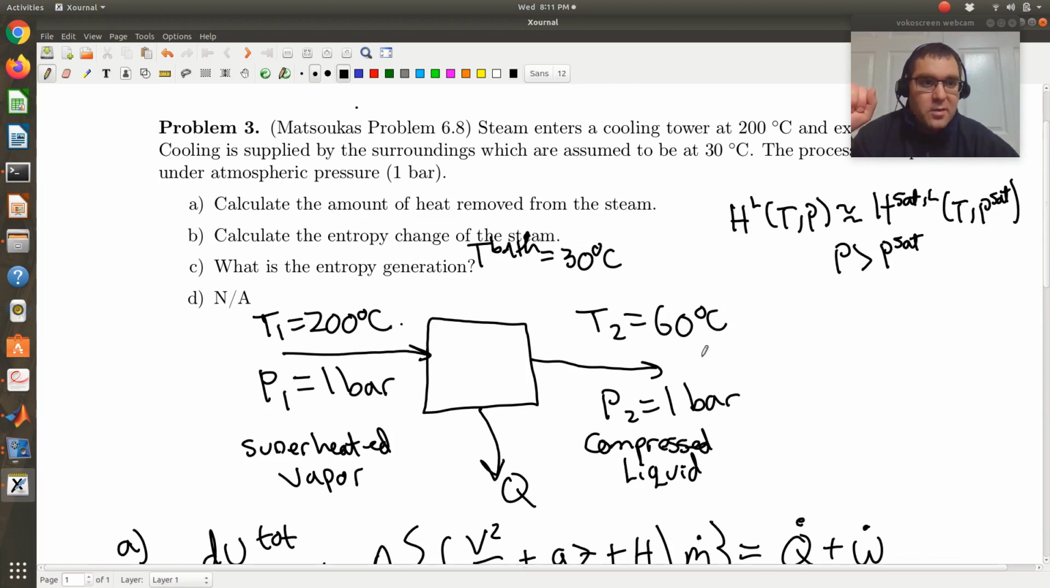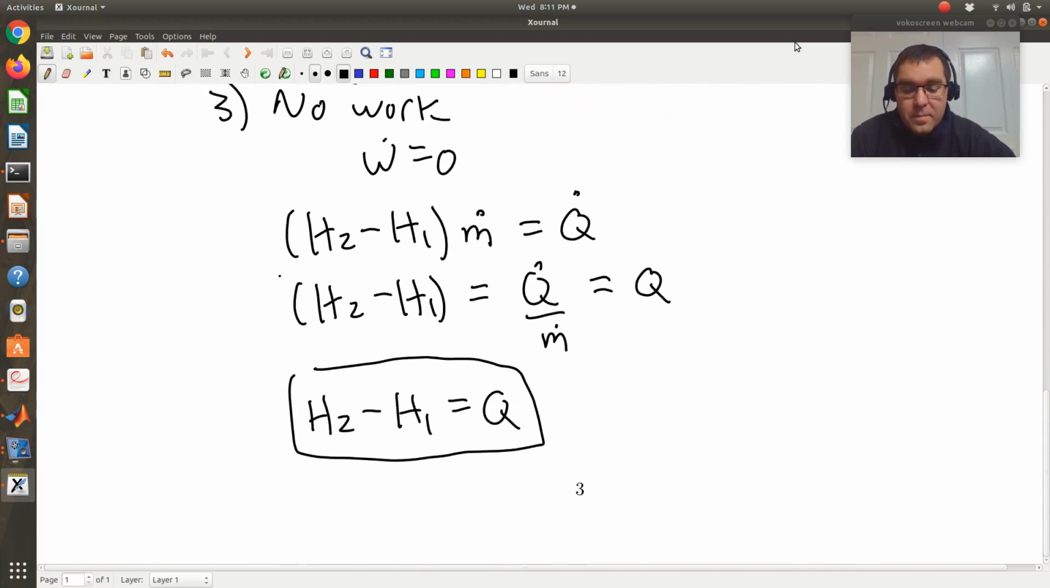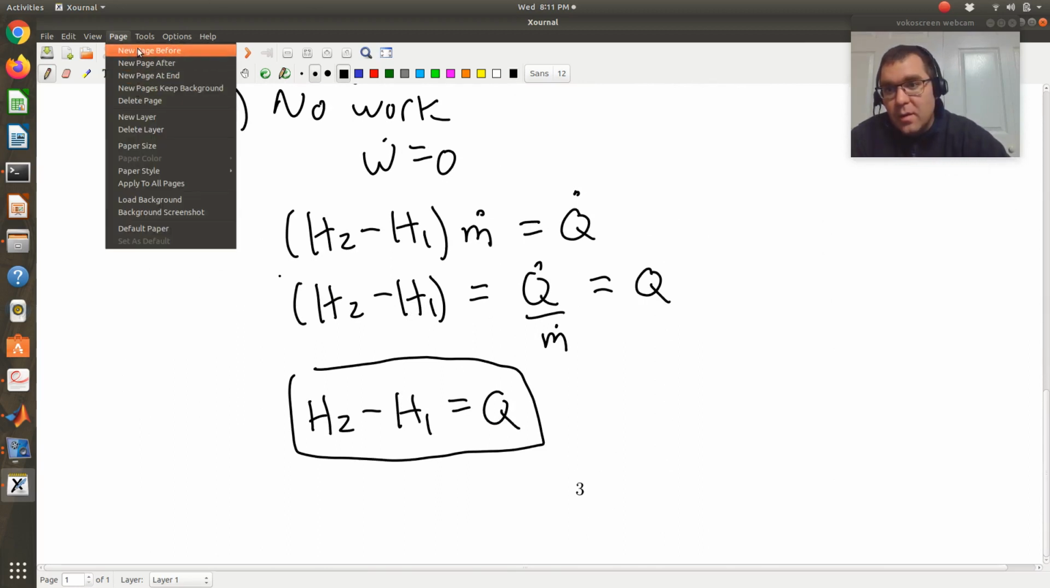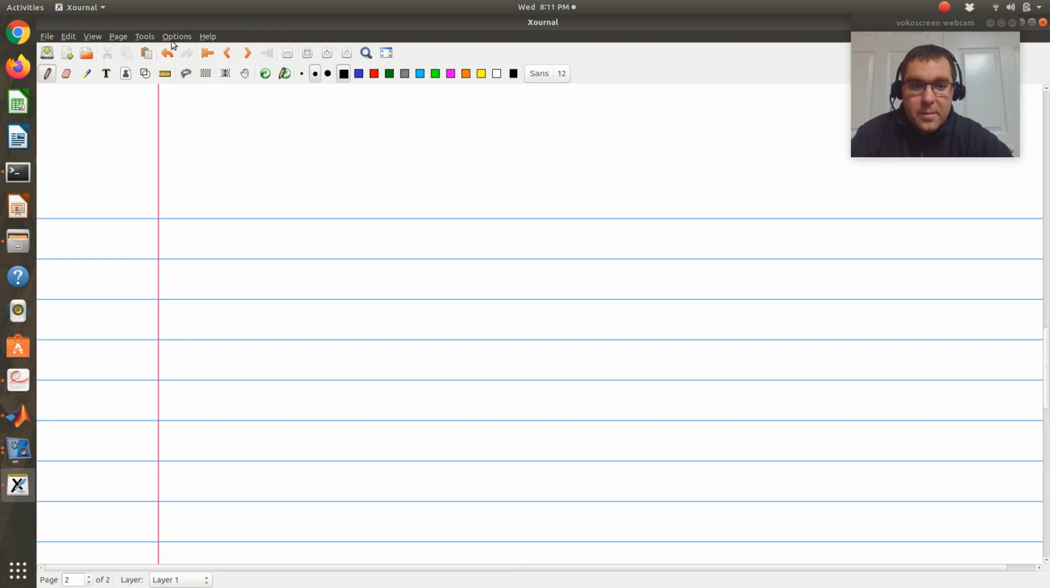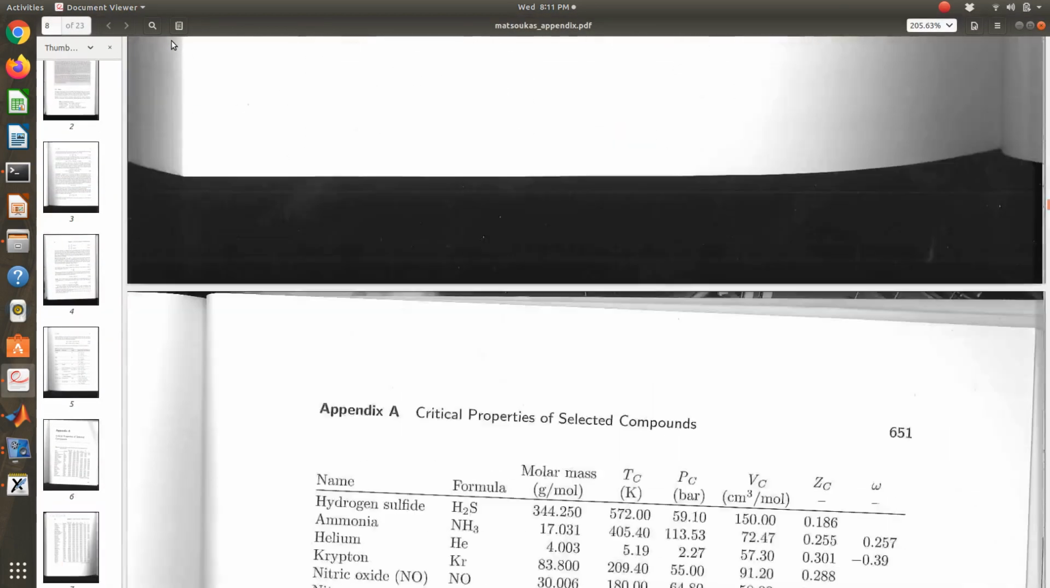On the other side, since at 1 bar I know that my saturation temperature is 100 degrees C, here I have a compressed liquid. So I'm going to assume that the properties of my compressed liquid are approximately the same as the corresponding saturated liquid at the same T, which in this case would be 60 degrees C. All right, so let's go to our steam tables and get what we need.